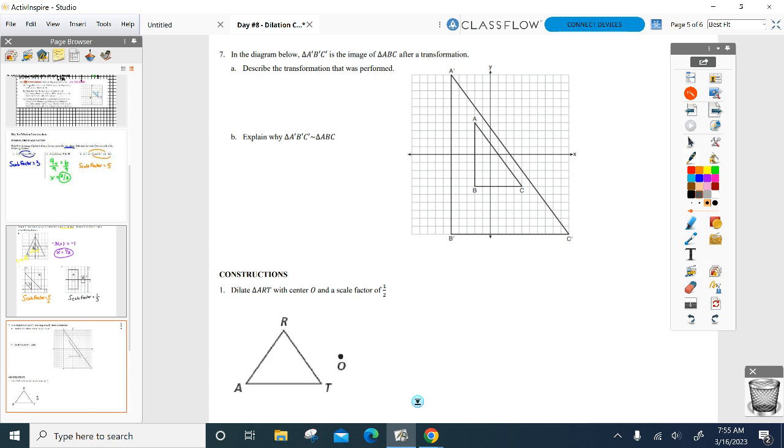I got A, B, C, and now I got A prime, B prime, C prime. Describe the transformation. Well, do we see a change in size? Translation, reflection, rotation don't change size, so we know it's got to be a dilation. But just like this whole unit, I can't just write this. A dilation won't cut it. You got to tell me more.